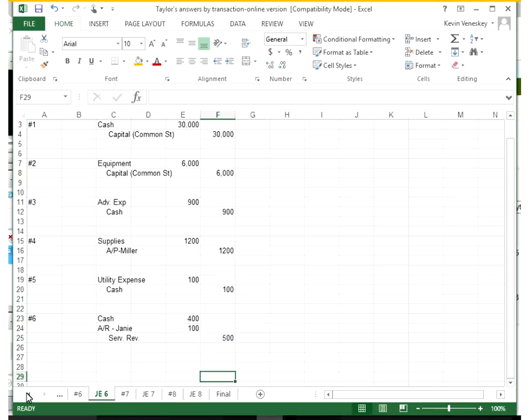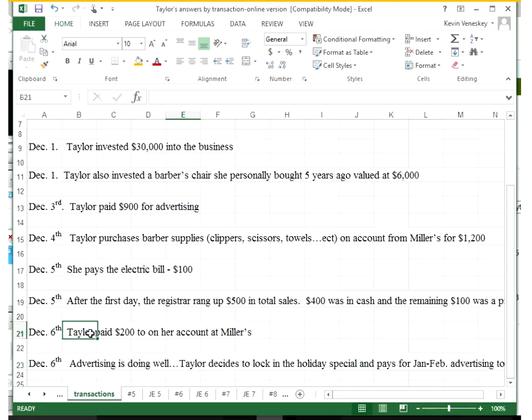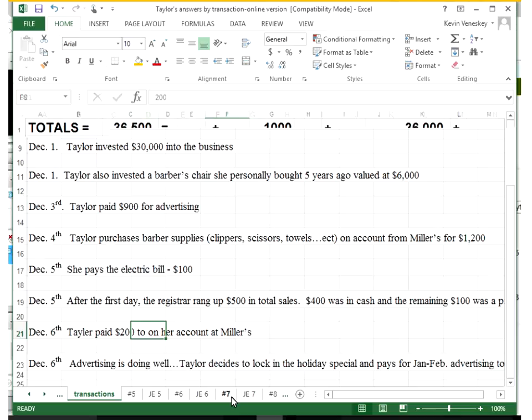All right, 2 more. Go back to the transactions. On number 7, the 7th transaction, it's actually this one here: Taylor paid $200 on her account to Miller. Remember, we owed Miller some money for a previous purchase that we got. It doesn't matter what I purchase now. What matters is that I paid some money. So I had to ask myself, what does the business get when I pay on a bill? And this one's a little bit tougher thing to think about because you didn't get anything physical. But what you did get is a reduction on your balance.